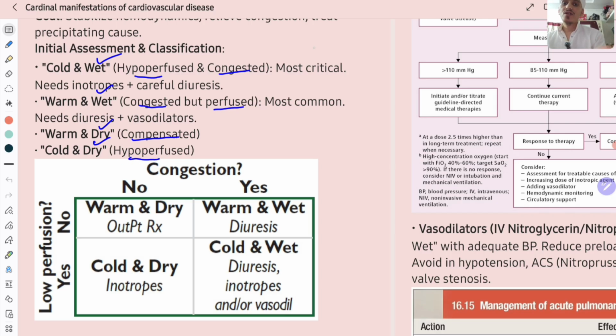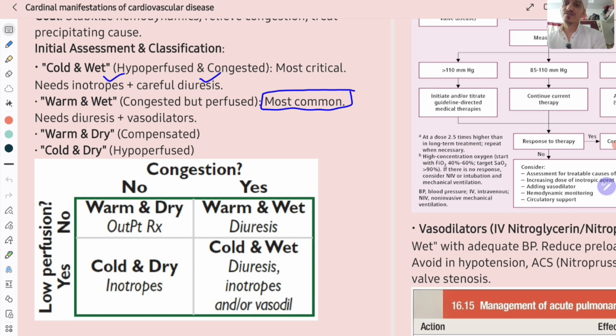Cold and wet, heart failure with hypotension, is the worst thing we will see in a patient with heart failure, except in some cases like right ventricular infarction and inferior MI associated with heart failure. Other than that, HF with hypotension is a bad thing. This is most critical. This will need inotropes and careful diuresis. You need to balance, because diuresis decreases BP further, and inotropes.